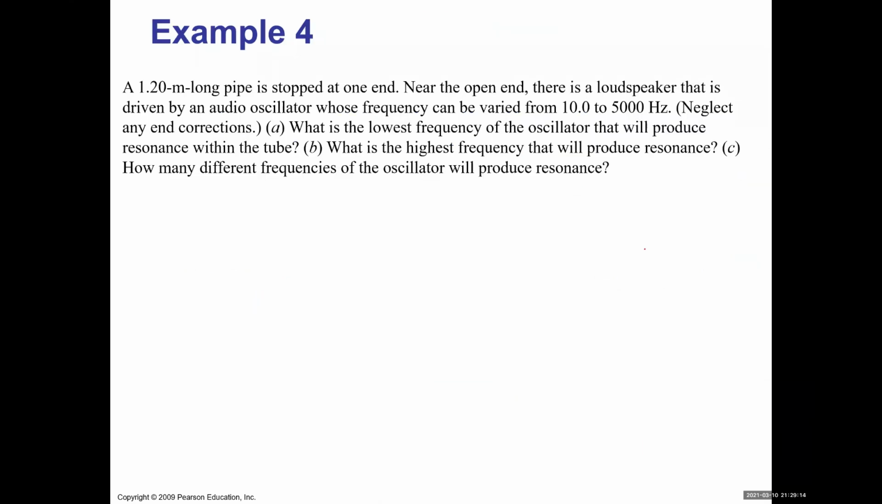All right, let's look at an example here. We have a 1.2-meter long pipe that is stopped at one end. Near the open end, there is a loudspeaker driven by an audio oscillator whose frequency can be varied from 10 to 5,000 hertz. Neglect any end corrections. What is the lowest frequency of the oscillator that will produce resonance within the tube?